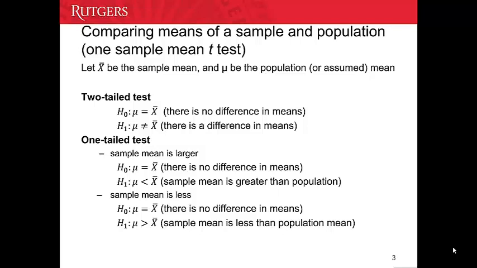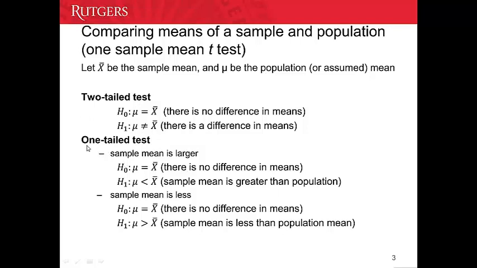For the two-tailed test, we just say there's a difference between the population mean and the sample mean. The null hypothesis is the same in the two-tailed test and the one-tailed test. Only in the alternative hypothesis are they different.